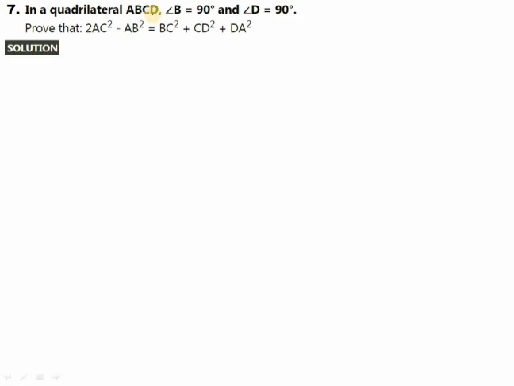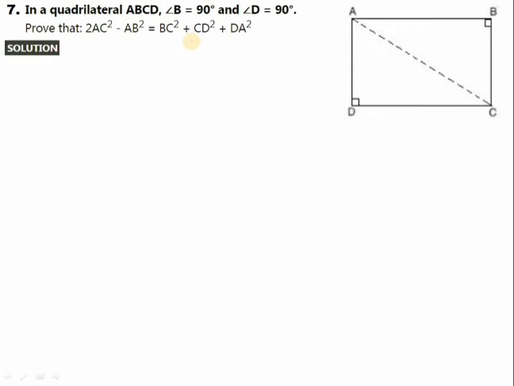So in a quadrilateral ABCD, angle B is 90 degrees and angle D is also 90 degrees. We need to prove this. So first and foremost, we will draw the respective diagram. Okay, now look at this. If you look at this diagram, we have both angle B and angle D given to be 90 degrees.